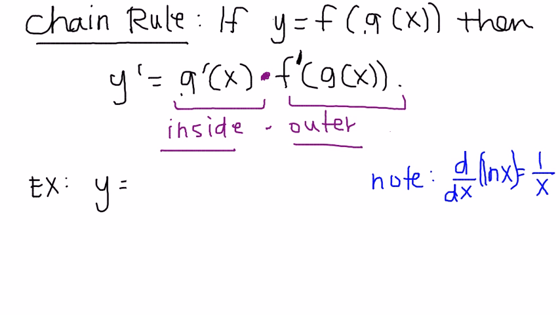Okay, I just want to give you a new rule about derivatives. So the derivative of a natural log of x is equal to 1 over x. So let's say if I give you y equals 1 over, let's do 2x to the 5th plus x to the 4th. I want to find the derivative of this now. Okay, so what's my inside function?